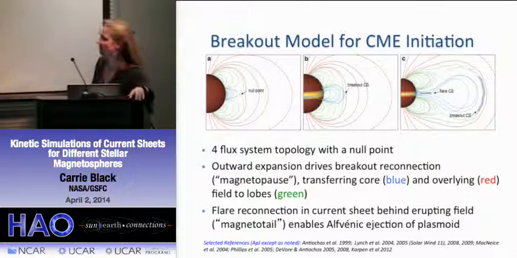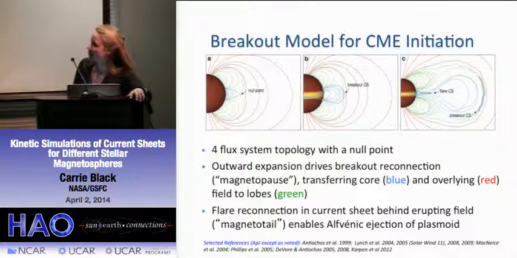So here's just the breakout model that we just looked at. We have this four-flux system. There's a null point here. When you shear the field, it forces material, field, etc., up towards the null point and forces it from a point into a current sheet. It breaks out into a current sheet.